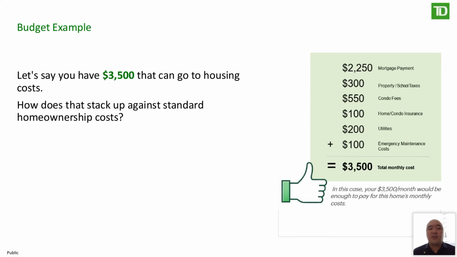You may have $300 per month going to property taxes, monthly condo fees for $550, insurance for about $100, utilities for about $200, and then setting aside an extra emergency fund for an extra $100 per month would be a pretty good illustrative example of approximate proportions and items to consider in a budget.